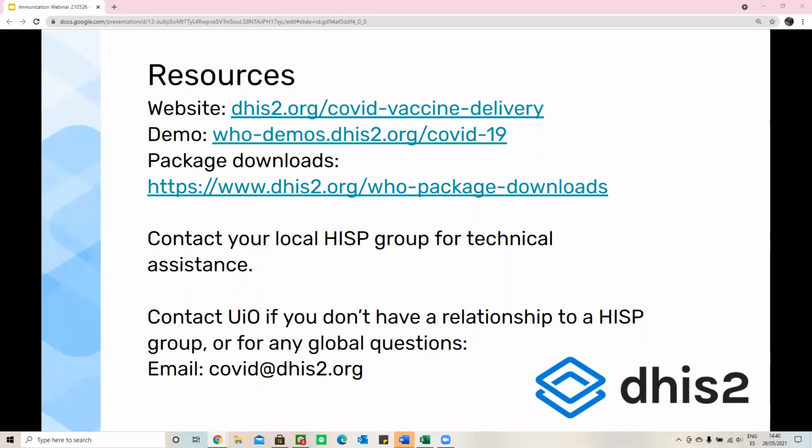So can offline Android application work when there is no internet or SIM card? And Pamad, you already started to answer that one. I'm not sure if we have any representatives with Android as part of their implementation on the call from our HISP groups who might want to respond to the use of the Android app as part of the DHIS2 implementation.